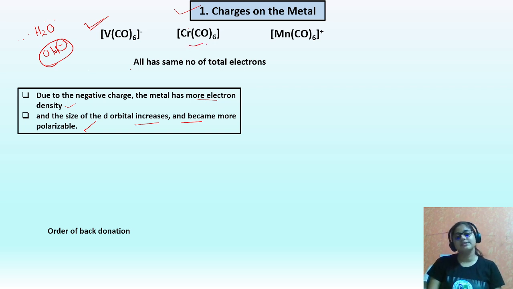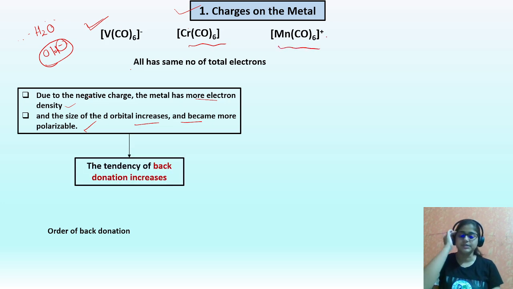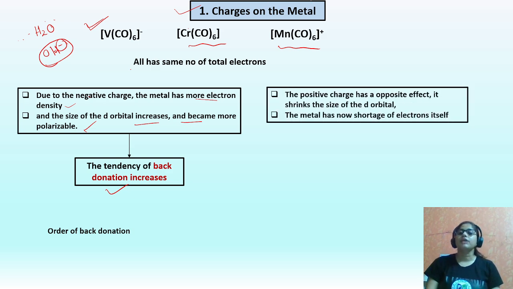Fine. So this is neutral. Let's talk about when positive charge is present. Its tendency for back donation increases when we add negative charge. Now talking about the positive charge, it has the opposite effect. It shrinks the size of the d orbital, right? As the d orbital electrons have gone, the metal now has a shortage of electrons itself. The metal which is actually donating in back donation now has a shortage of electrons. Let's say HCO plus we have taken for comparison.